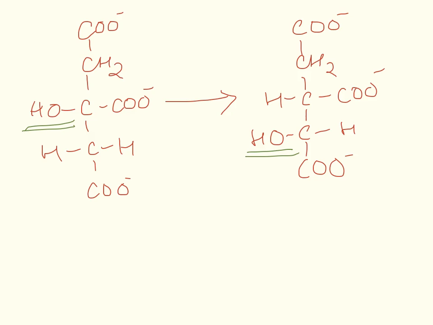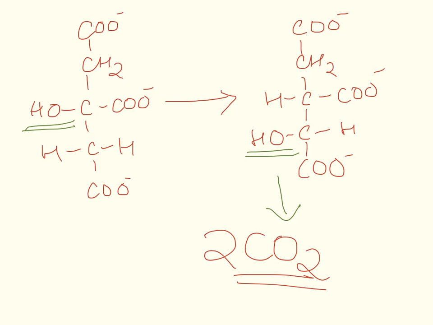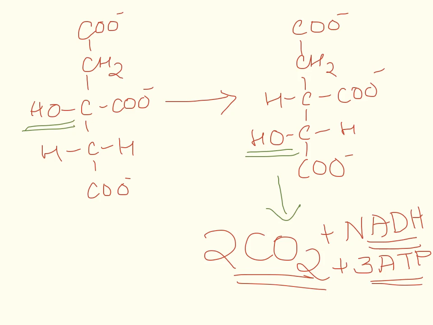Now this isocitrate will go through a series of two reactions to produce two carbon dioxide molecules. In that process, NADH is produced, and also ATP is produced. It's a series of complicated reactions which I'm not going to go through. In that process, NADH and ATP are produced.